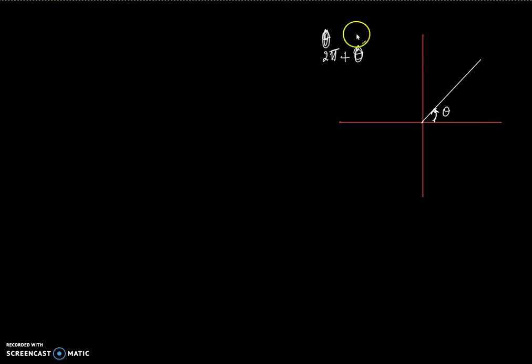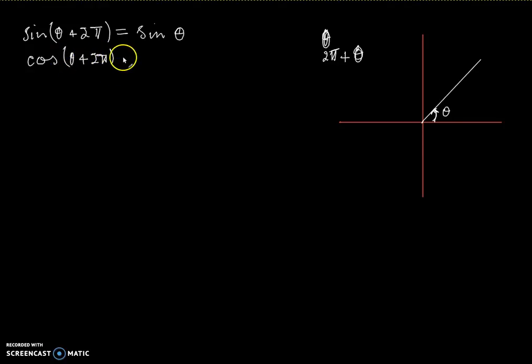And so based on this, you can write that, for example, sine theta plus 2 pi is equal to sine theta, because they're effectively the same angle. Or you can write cos theta plus 2 pi is equal to cos theta, because again you end up at the same place.